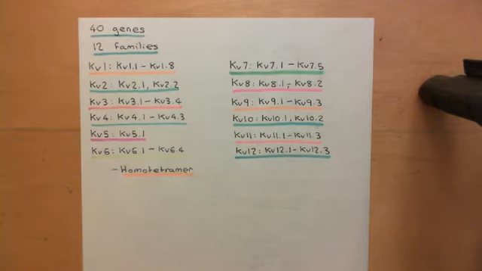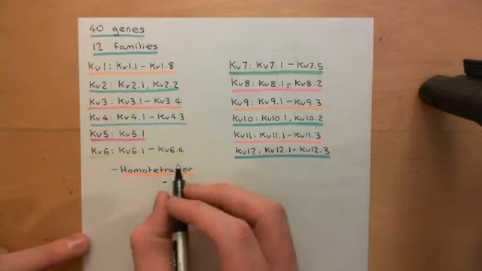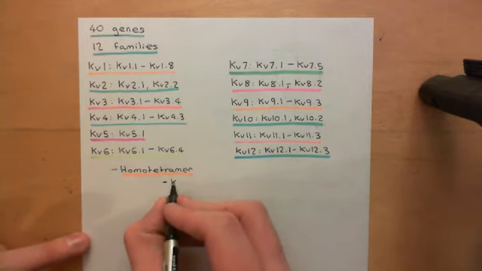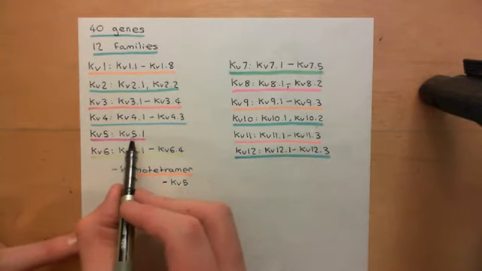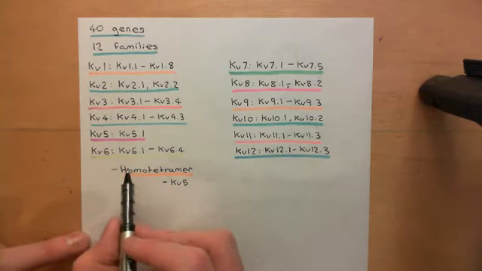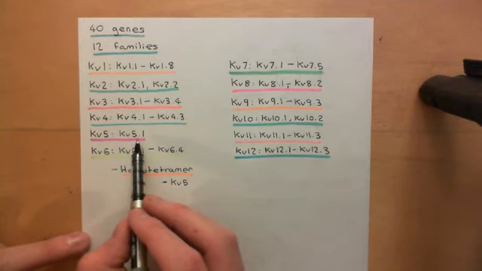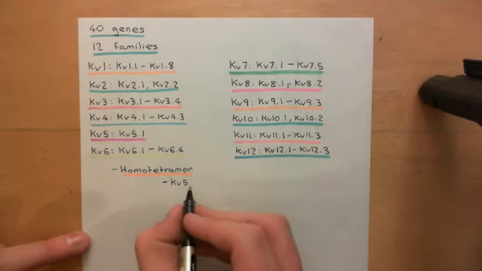So which families are the ones that can't actually build homotetramers? The families which are not capable of actually forming homotetramers are the KV5 family, so that's an easy family, that only contains 1 member. So KV5.1 cannot form a homotetramer. You can't put 4 KV5.1s together and actually build a functional voltage-gated potassium channel.